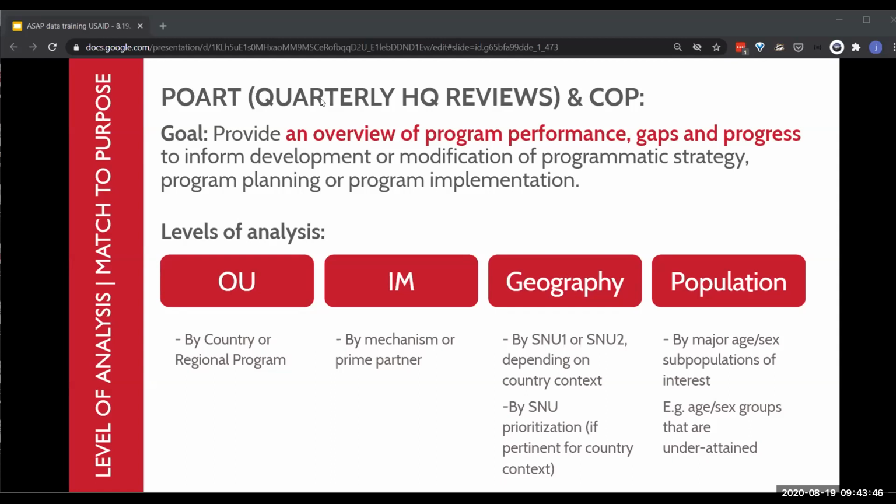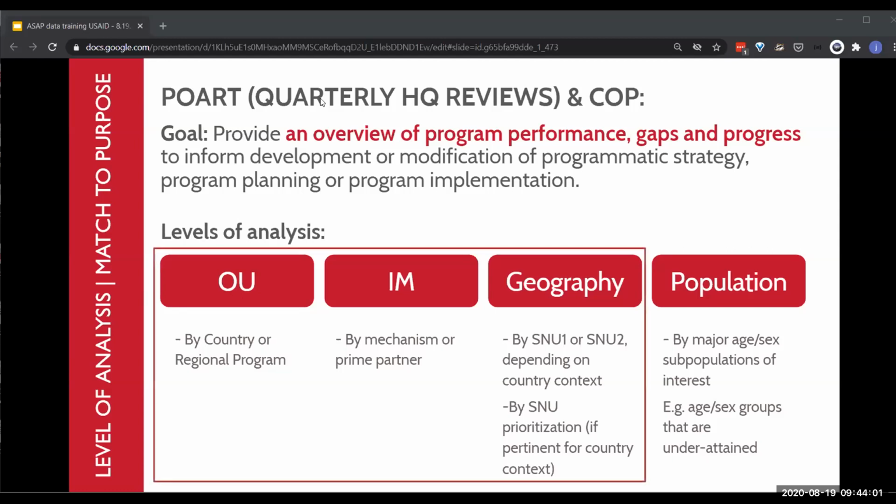And you see there we've got OU, IM, geography, and population. So given the way that we collect data, you can present it at different levels. Now, what the presentation is dictates a little bit what the level is that we use to present. So for a PORT and for a COP, typically we tend to focus on an OU level. So how is Zimbabwe doing overall?